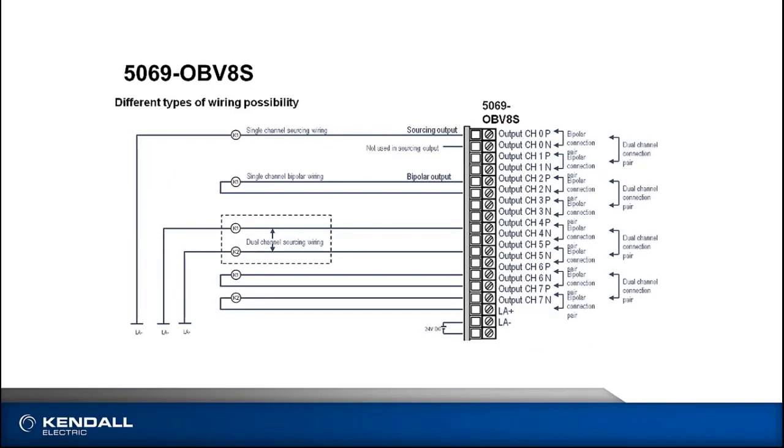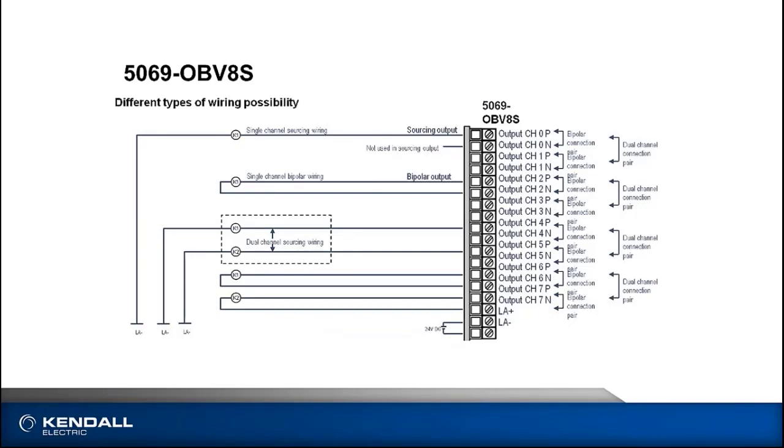On the output module, again, some examples of possible wiring starting at the top. The P terminal of channel 0 we've set up for a sourcing output, and this is single channel sourcing to a contactor K1. In this arrangement, we would not be making use of the N terminal on channel 0. If we move down to channel 2, there's an example of a bipolar output. In this case, the P terminal is switching the 24-volt side of the K1 contactor, and the N terminal is switching the common side of that contactor.